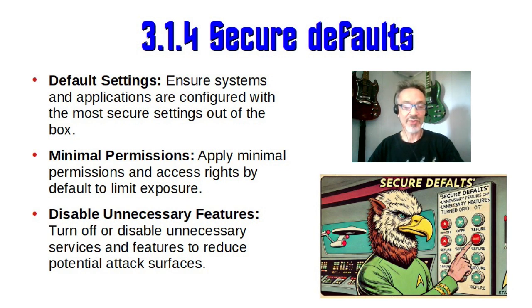2. Minimal permissions. Highlight that secure defaults involves applying minimal permissions and access rights by default. This aligns closely with the principle of least privilege that we discussed earlier. 3. Disable unnecessary features. And the importance of turning off or disabling unnecessary services and features by default. This reduces the potential attack surface of the system.